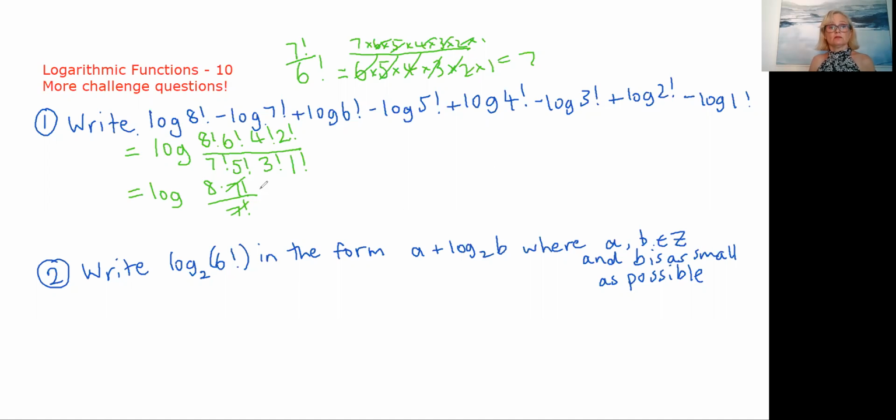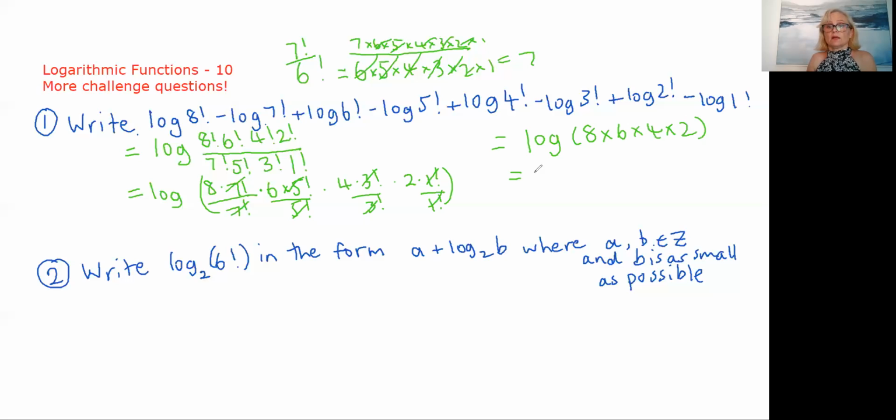6 factorial, let's just do a dot as a times there, is 6 times 5 factorial over your 5 factorial. So they'll cancel. Times your 4 by 3 factorial over 3 factorial. So of course they're going to cancel. And your 2 factorial is really just 2 anyway, but might as well keep up the same pattern. So all of that is going to be log of, you're going to be left with 8 by 6 by 4 by 2, which is just 384.